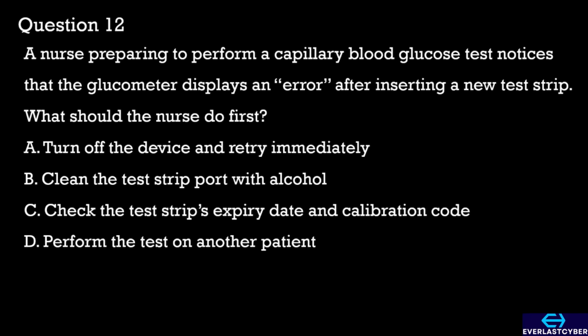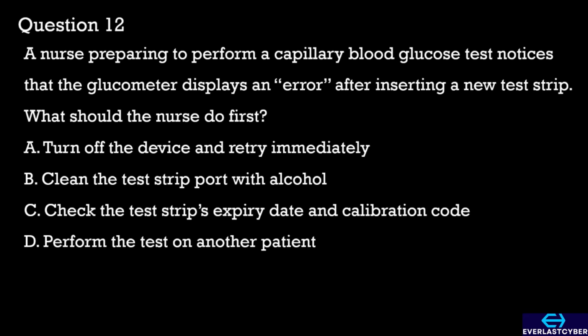Option A may not solve the problem if the test strip is defective. Option B is only necessary if there is dirt or debris visibly present, but this shouldn't even be the first step. If a glucometer shows an error after inserting a new test strip, the most likely cause is a problem with the strip itself. So it could be that the strip has expired or it is missing a calibration code.